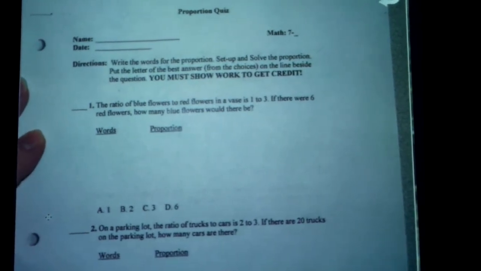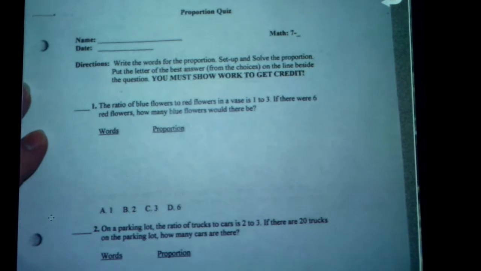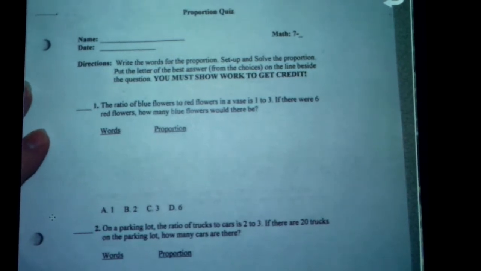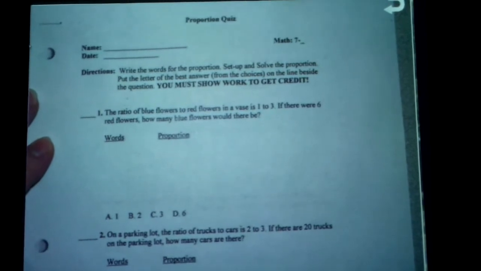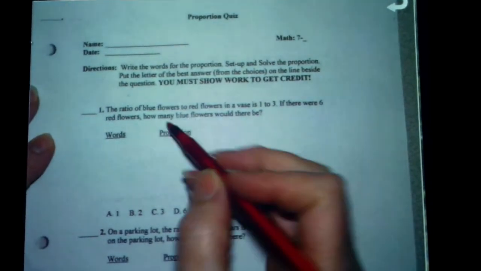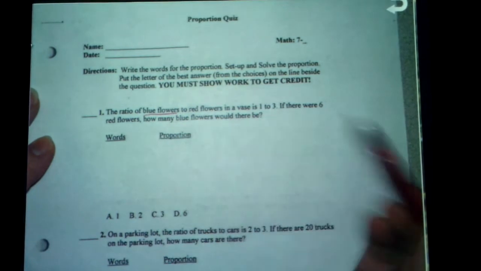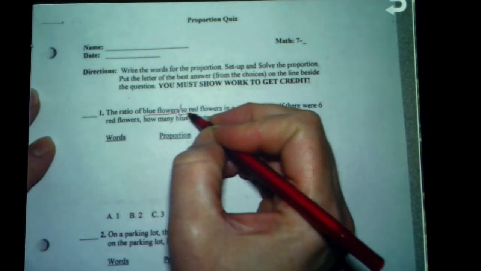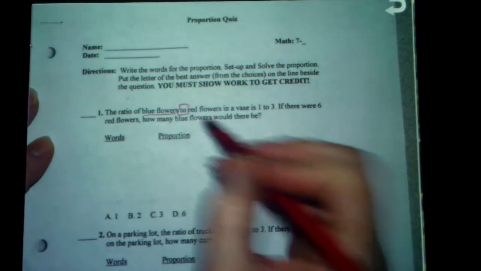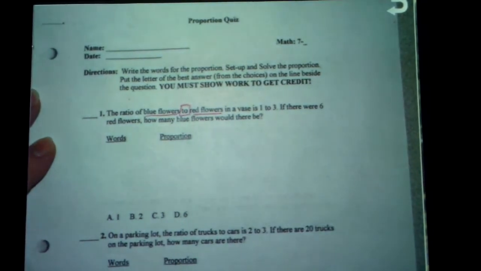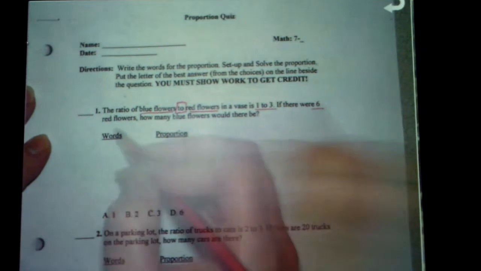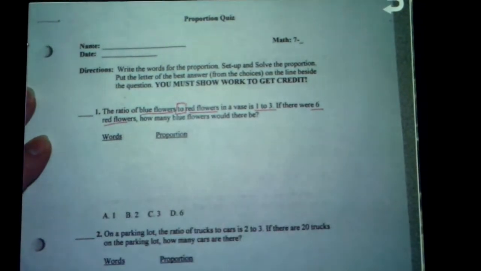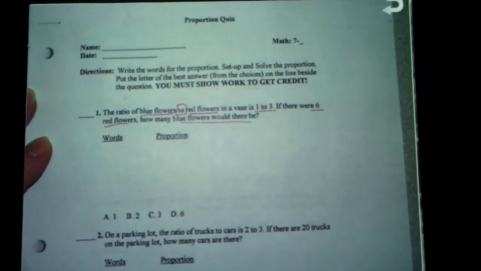One of the most important things about proportions, once you read, you need to make sure you write your words before you start writing your fractions or your proportion. It says the ratio of blue flowers, I usually have my kids box the word 2, red flowers, in a vase is 1 to 3. If there were 6 red flowers, how many blue flowers would there be?